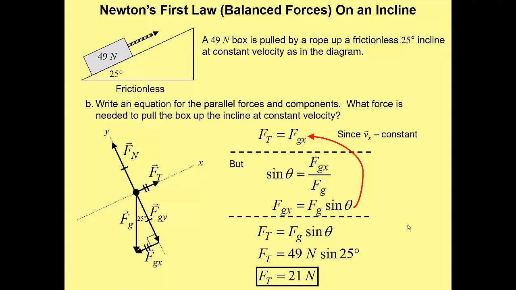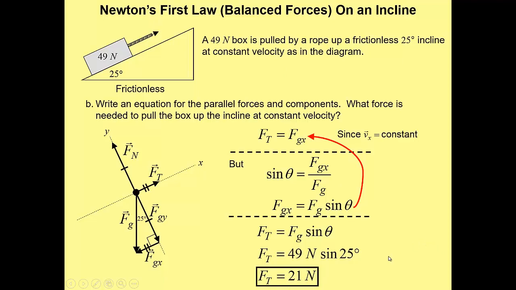So if you were going to pull this box up the hill at a constant velocity, you'd have to pull with 21 newtons. If you pull with more than 21 newtons, force of tension would be bigger than F_gx, and the box would speed up as it went up the hill. If you pulled with less than 21 newtons, now the net force would act down the hill, and it would slow down as it went up the hill till it stopped and then came back down. So this is the one and only force of tension that will make it move with a constant velocity.